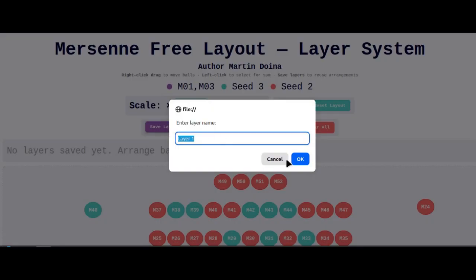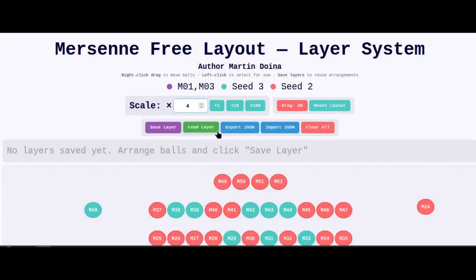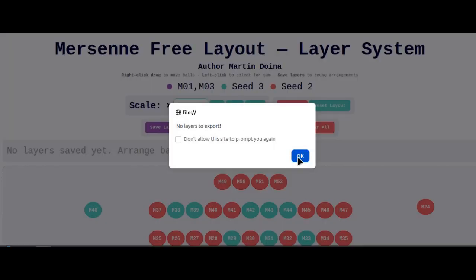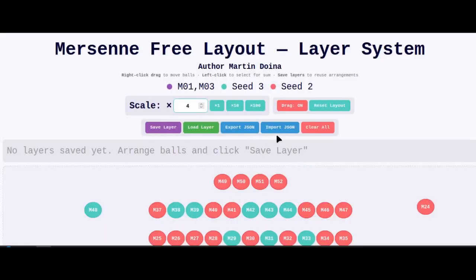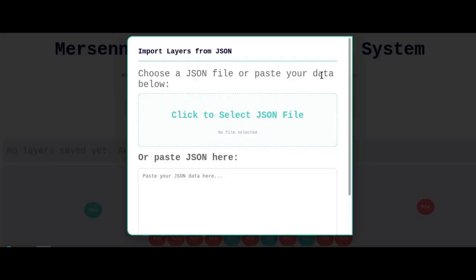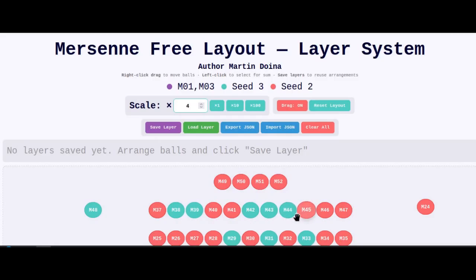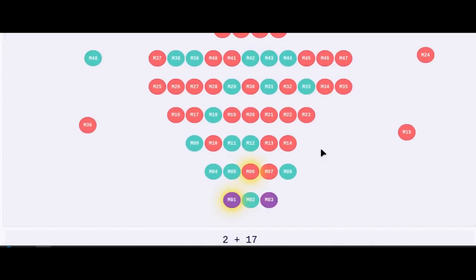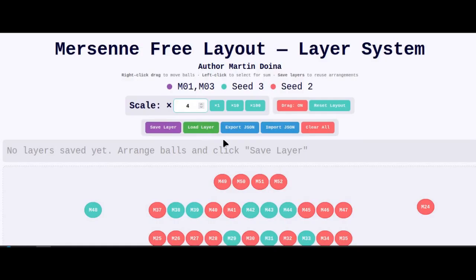3. Layer system: this is crucial. You can save any arrangement as a named layer, spiral pattern, sum search one, whatever you want. Export layers as JSON files to share with other researchers, or import their configurations. You can instantly switch between different geometric arrangements to compare patterns.